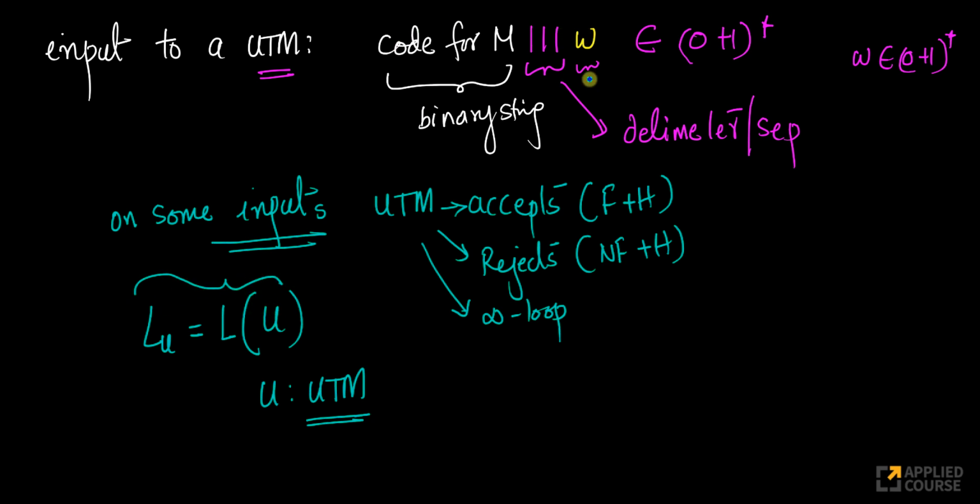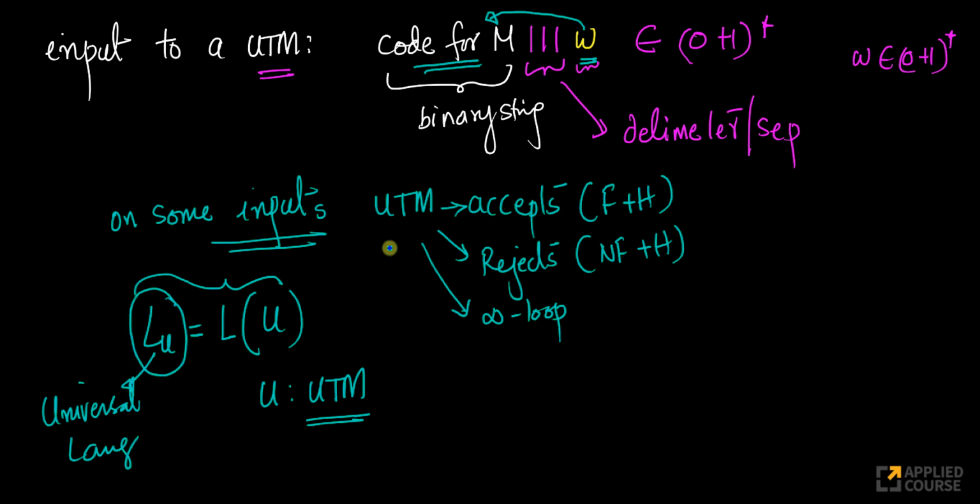all the binary words, such that when I interpret this binary word as a code for a Turing machine M delimited by 111 and a word, if this word is accepted by this Turing machine M, then I will accept it even in the UTM, right? Then this whole binary word is accepted by the UTM. That's how I'm defining it. And this language is called the universal language. Now, we'll understand the properties of the universal language over the next couple of videos.